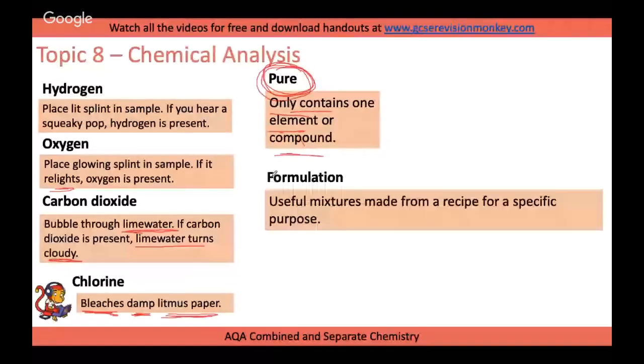Others are specific formulations. Now, this is the definition you'll need to know. It's a useful mixture made from a recipe or a formula, you could write, for a specific purpose. So, for example, paint is an example of a formulation. In paint, you've got the pigment in there, you've got the resin in there, the binder in there, and they are all in specific amounts to make that particular useful purpose.